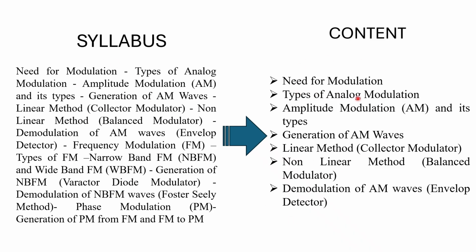So we will talk about the need of modulation, types of analog modulation, amplitude modulation and its types, then the generation of amplitude modulation waves, and how we can detect using a linear method, the collector modulator, and a non-linear method, that is the balance modulator. And lastly, we'll see how to demodulate the modulated signal using the envelope detector.